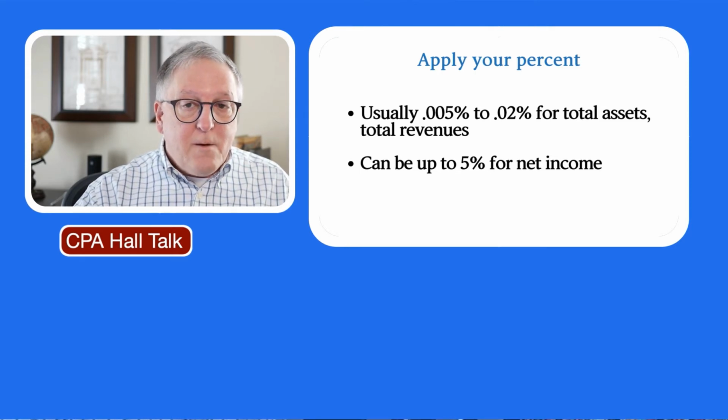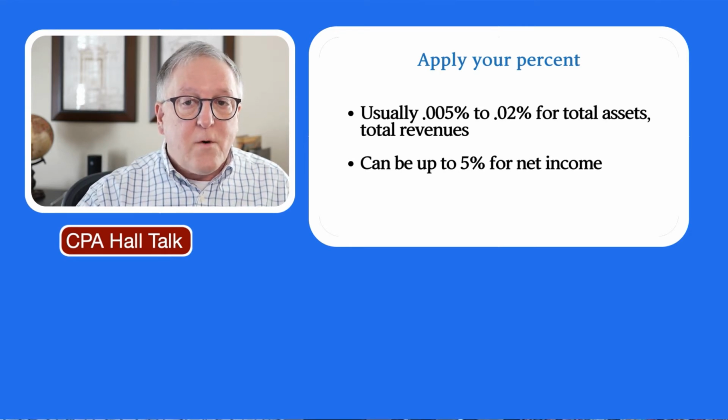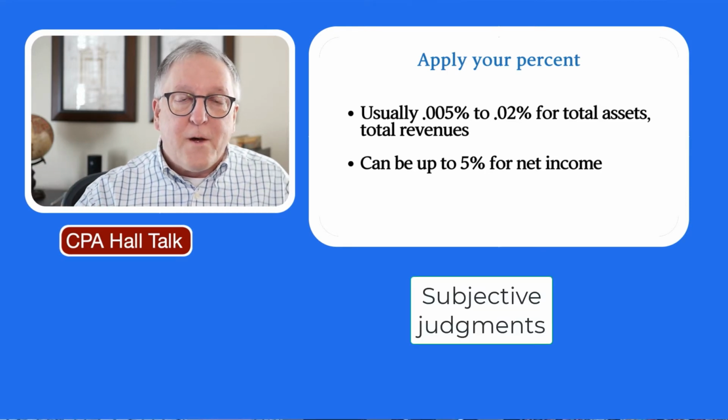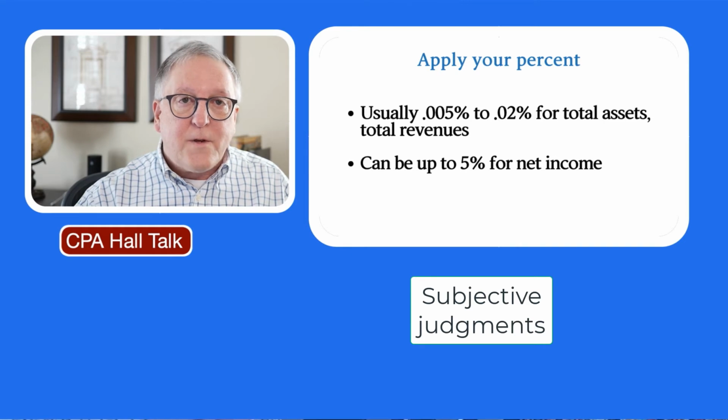So we said $10 million might be a benchmark for a business that you're auditing. Now we're going to apply a percent to that number. And the percentages vary. And all of materiality involves subjectivity. It involves your judgment, something that some auditors really don't like. We like debits and credits, things that are certain. But here you've got to make a subjective judgment about the benchmark, and then you've got to make a judgment about the percent to apply.